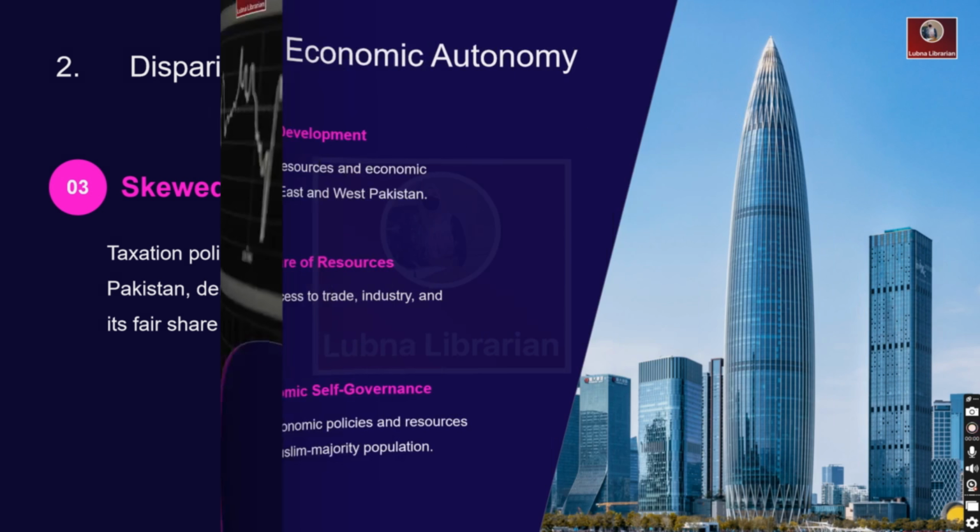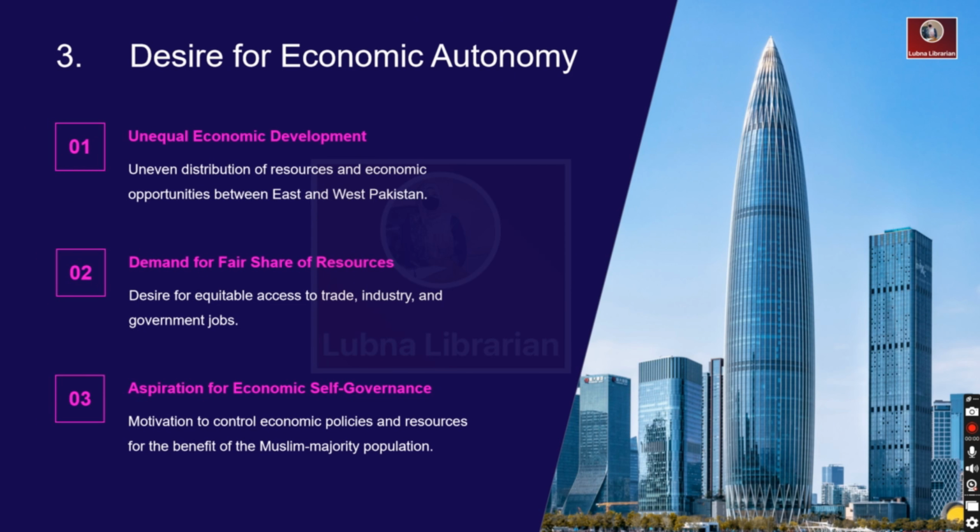3. Desire for economic autonomy. 1. Unequal economic development. Uneven distribution of resources and economic opportunities between East and West Pakistan. 2. Demand for fair share of resources. Desire for equitable access to trade, industry, and government jobs. 3. Aspiration for economic self-governance. Motivation to control economic policies and resources for the benefit of the Muslim-majority population.